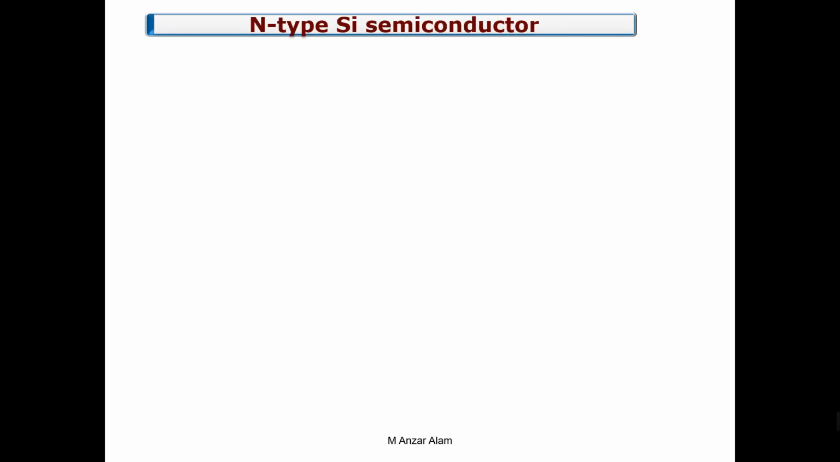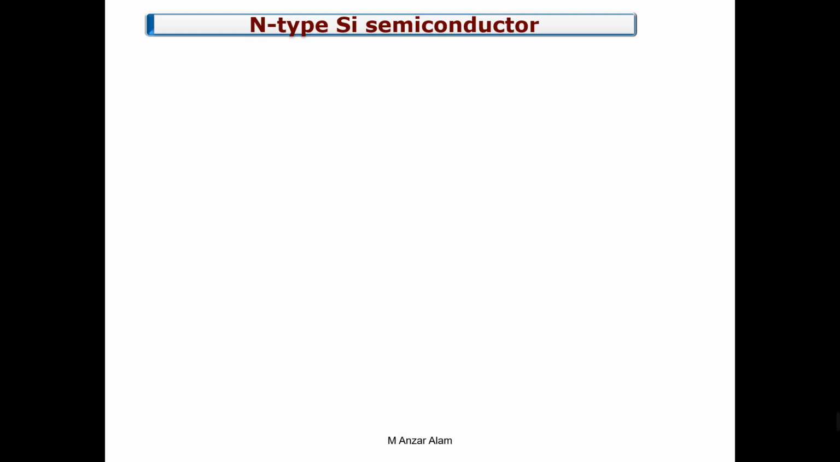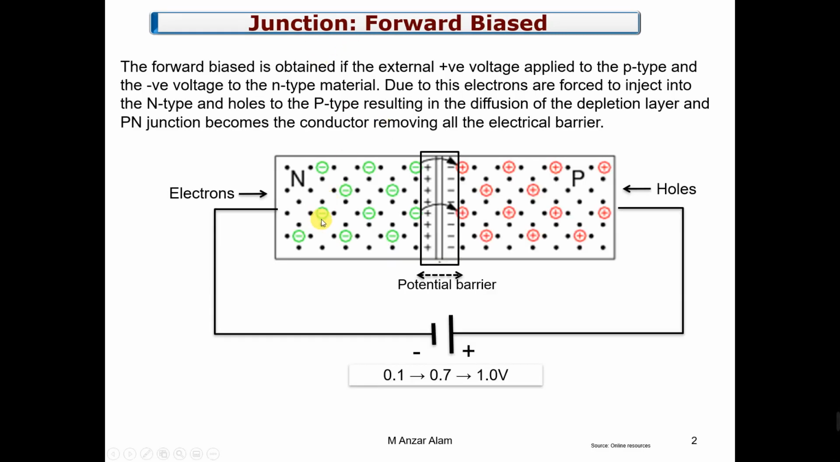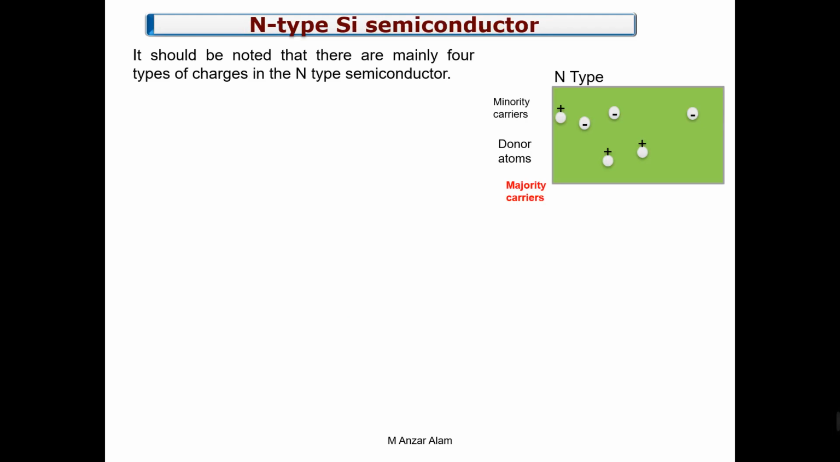Let's take an example of an n-type silicon semiconductor. It should be noted that there are mainly four types of charges in the n-type semiconductor. Remember, there are not only two types of charges as shown here, the holes and the electrons. So there are basically four charges.